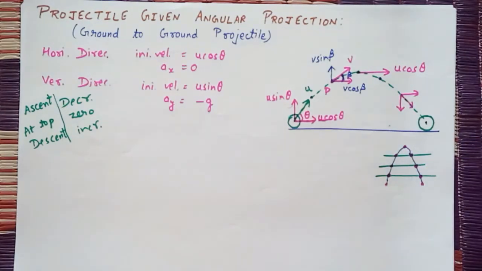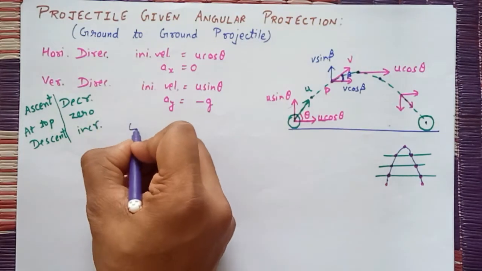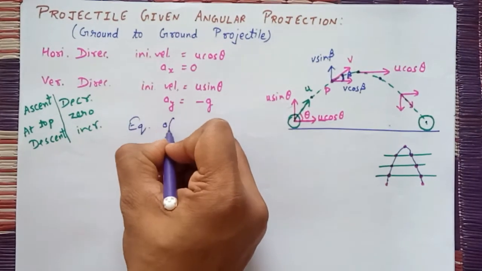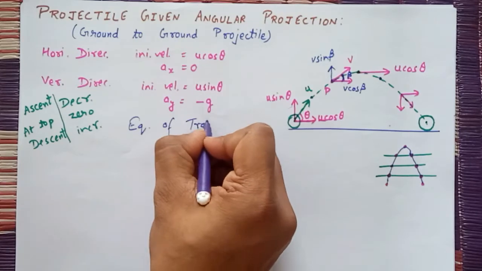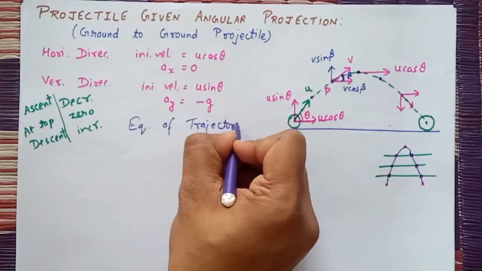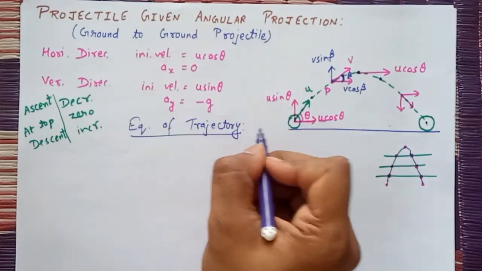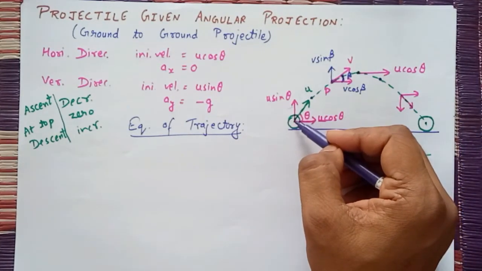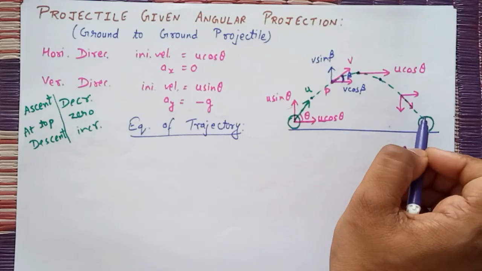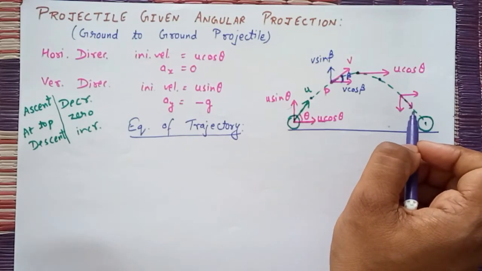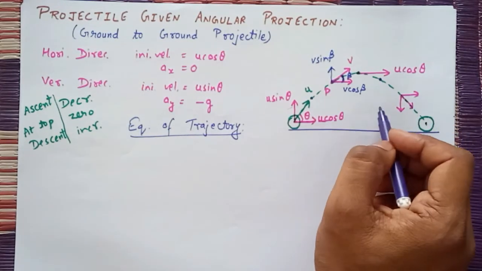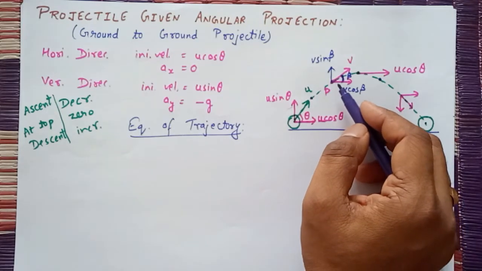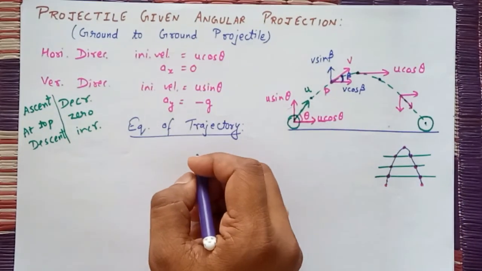Okay, so first of all we are moving towards the equation of trajectory. What is equation of trajectory? We have discussed in the previous video also. It is the equation for x and the y component of the path. Means if this equation can be represented with the x and y, that is horizontal component and the vertical component of the distance, or I can say x coordinate and y coordinate, then it is known as equation of trajectory.